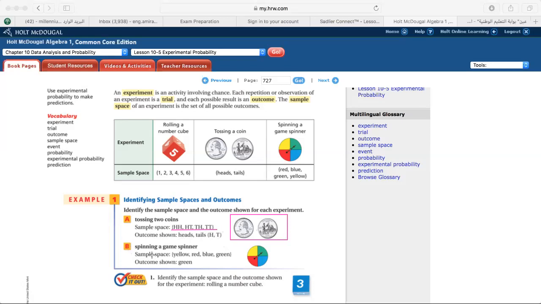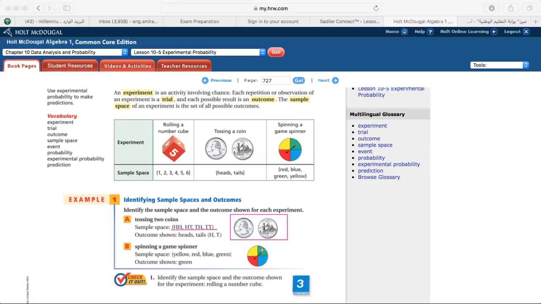Okay, B, spinning a game spinner. If I spin a game spinner, all the possible outcomes that I can get, which is the sample space, I will write in brackets: yellow, green, blue, red, or yellow, red, blue, green, whatever the order.